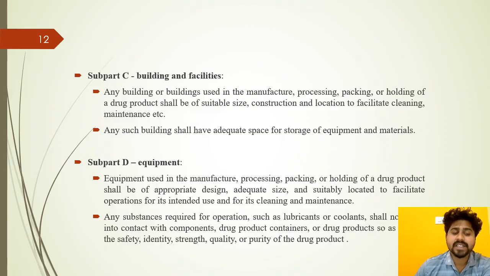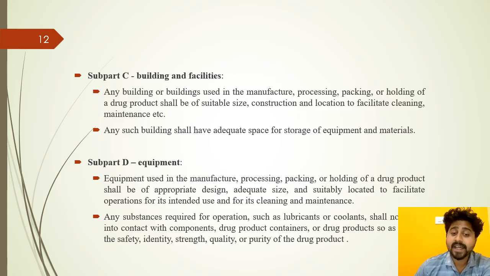Subpart C, buildings and facilities. Here the buildings and facilities used in the manufacturing, processing, packaging, and holding shall be of suitable size, construction, and location, and should be kept clean and maintained in the proper manner according to the SOPs. Any such building shall have adequate space for storage of equipment and materials. There is separate or adequate space in order to store all the equipment and the materials.